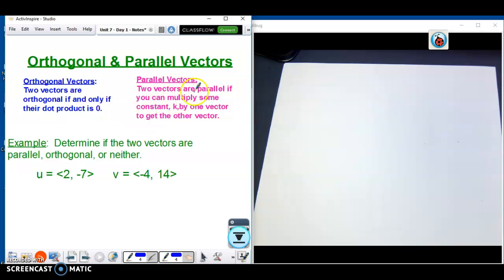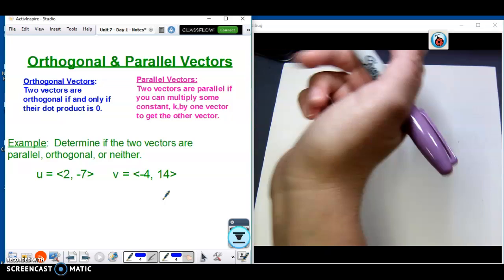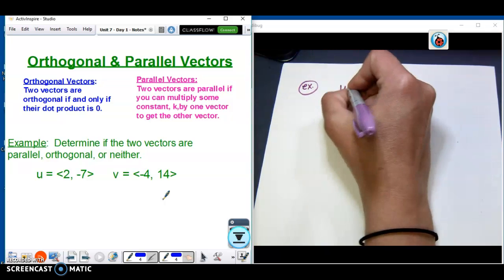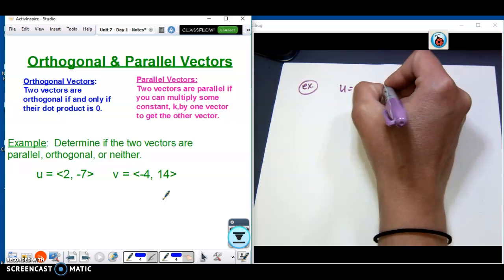Parallel, two vectors are going to be parallel if you can multiply some constant k by one vector to get another vector. Okay, so parallel, you have to be able to multiply. If you can't do either of those, then it's just going to be neither. Okay, it doesn't have to be one or the other. It could be neither. So for this example, we have two vectors here.